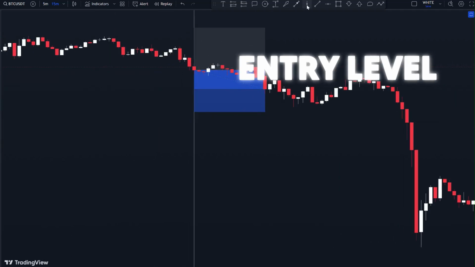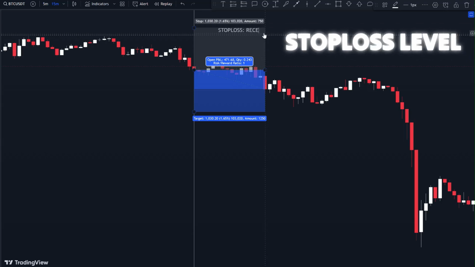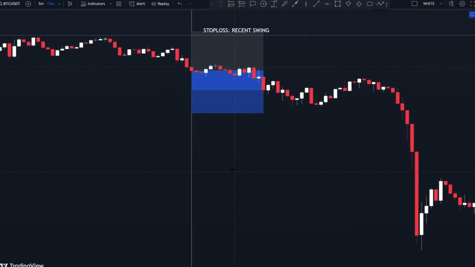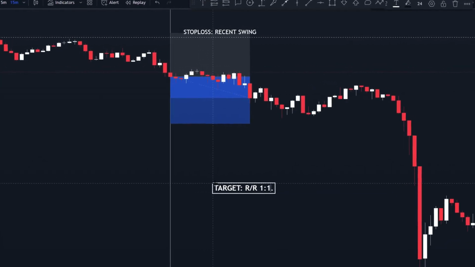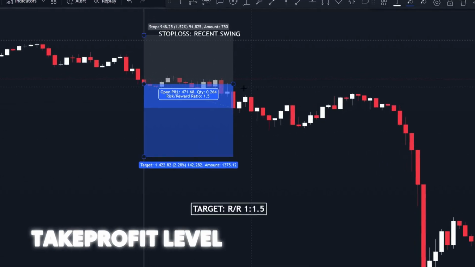Now, for managing your risk, you'll want to place your stop loss above the most recent swing high in the market. And for your take profit target, use the same risk to reward ratio we discussed earlier. Something like a 1 to 1.5 ratio is a good starting point.